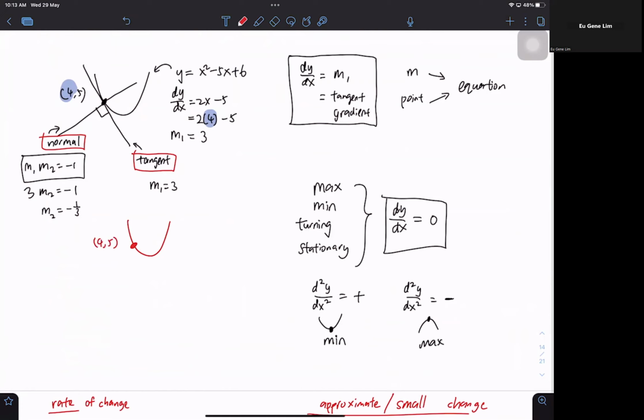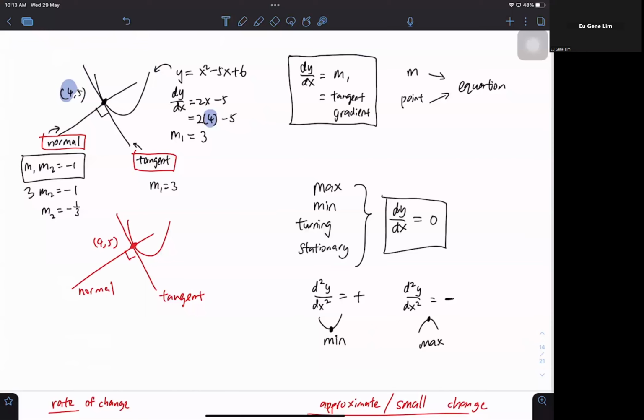Then there is a line that goes through this point. It is called the tangent. Always draw the curve first and then draw the tangent first. Only then do you draw the normal, because the normal is 90 degrees to the tangent. You must have the tangent first, then only you have the normal.